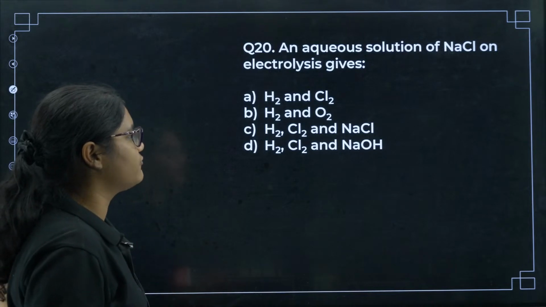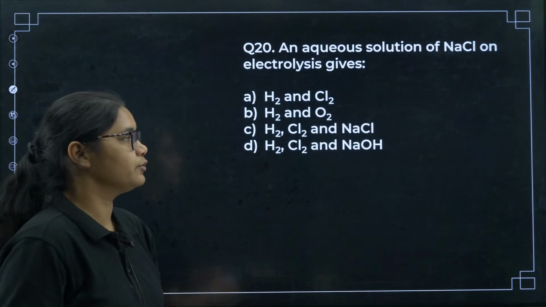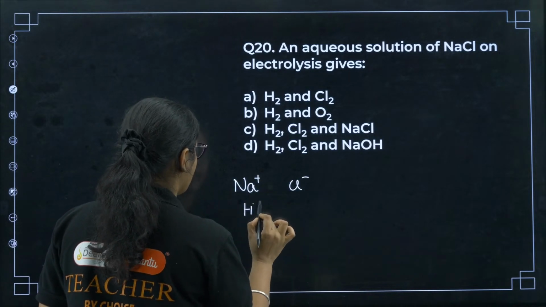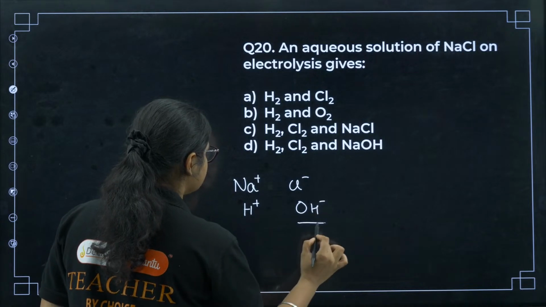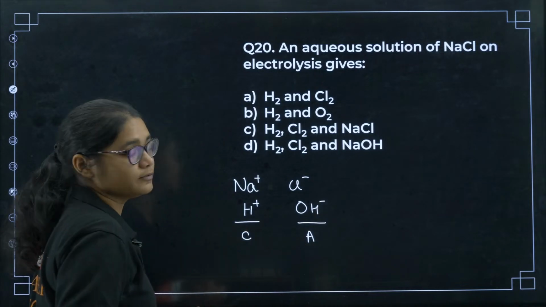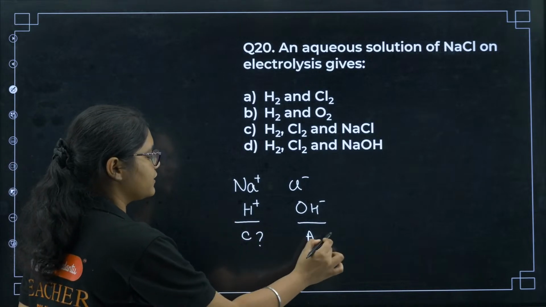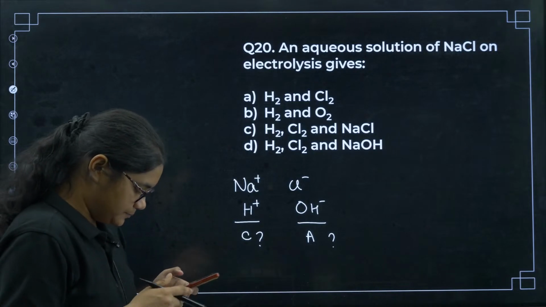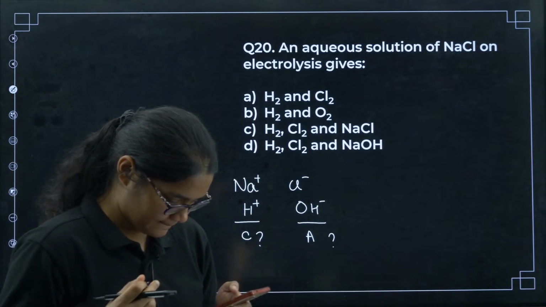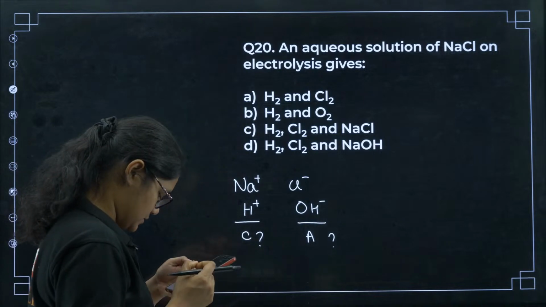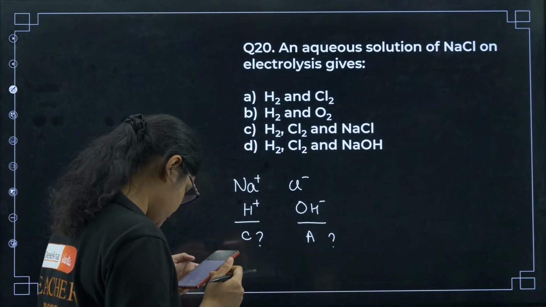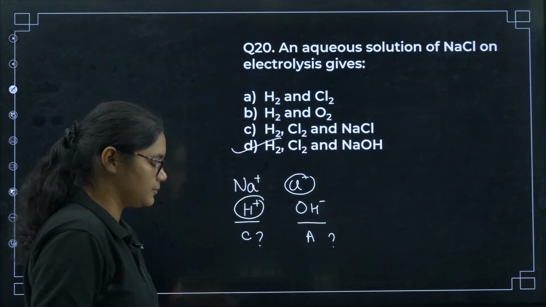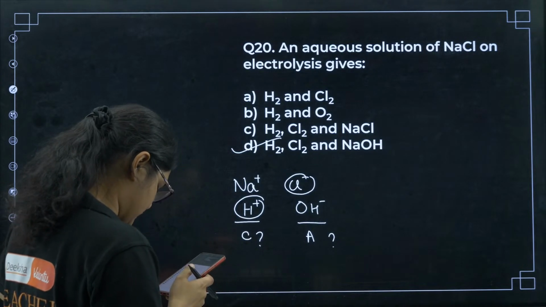Next, an aqueous solution of NaCl on electrolysis will give you. You have an aqueous solution of NaCl, so you have Na plus, Cl minus, H plus and OH minus. These two will move towards the anode, these two will move towards the cathode. What will be produced at the cathode and what will be produced at the anode? Quick answer. Yes, very good. So we will have H2, Cl2 and NaOH. Option number D is the correct answer.